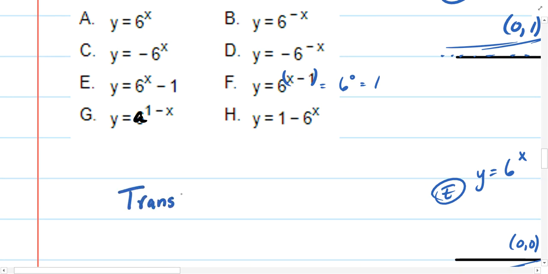And so I keep referencing this notion of transformation of functions. This might be a topic that you want to look up on your own so that you can become more comfortable with it if it's not already familiar to you.